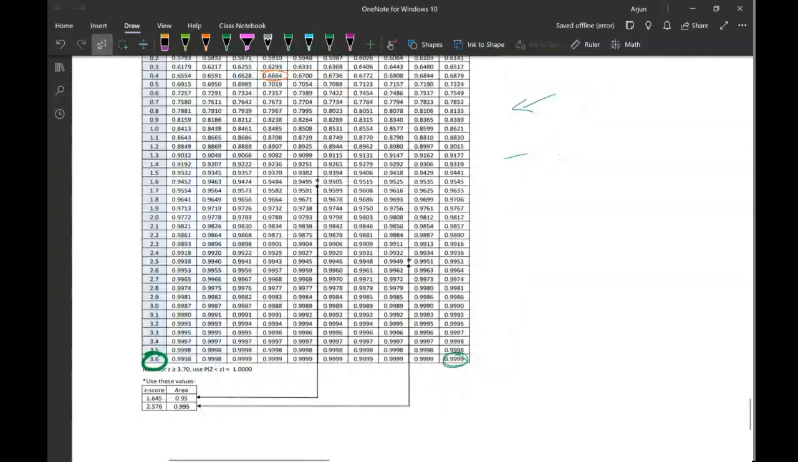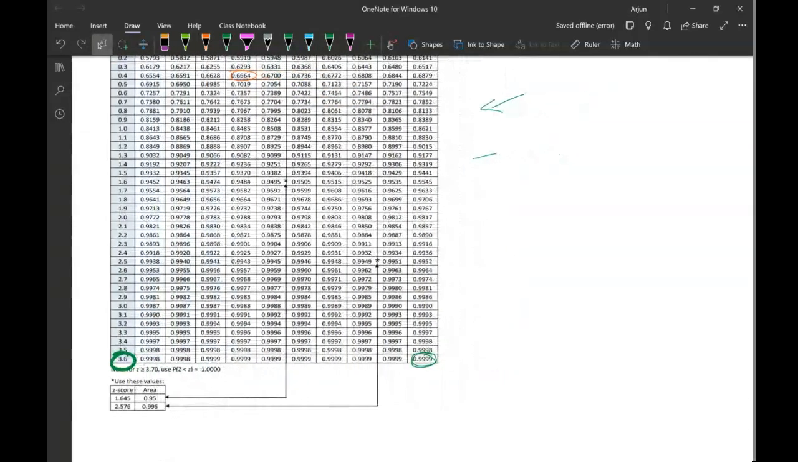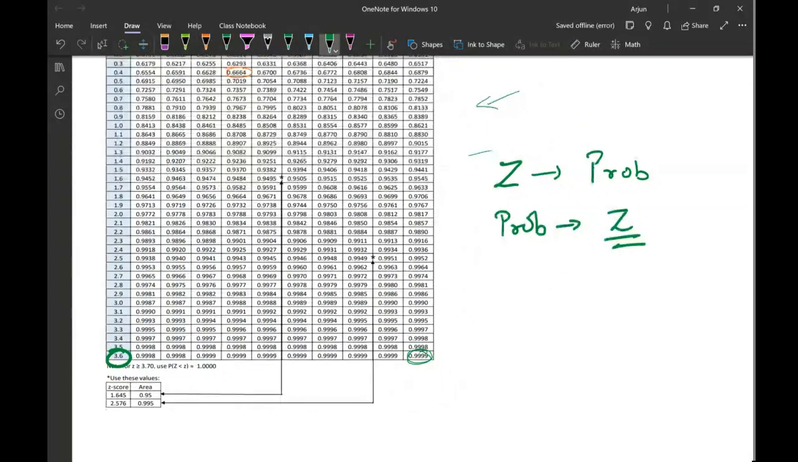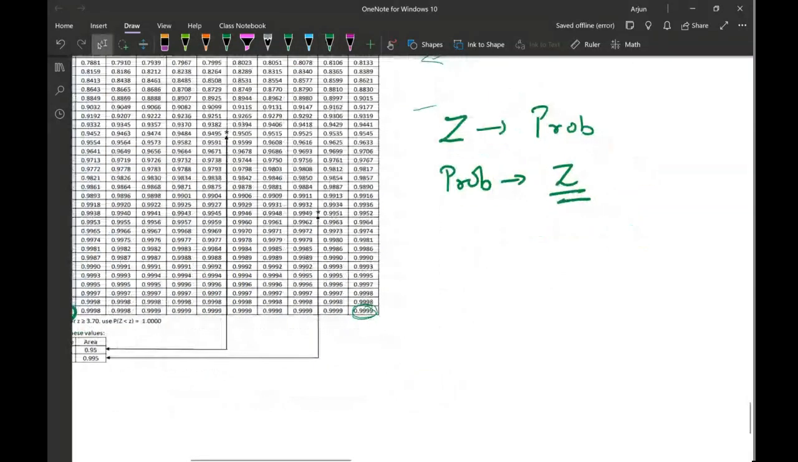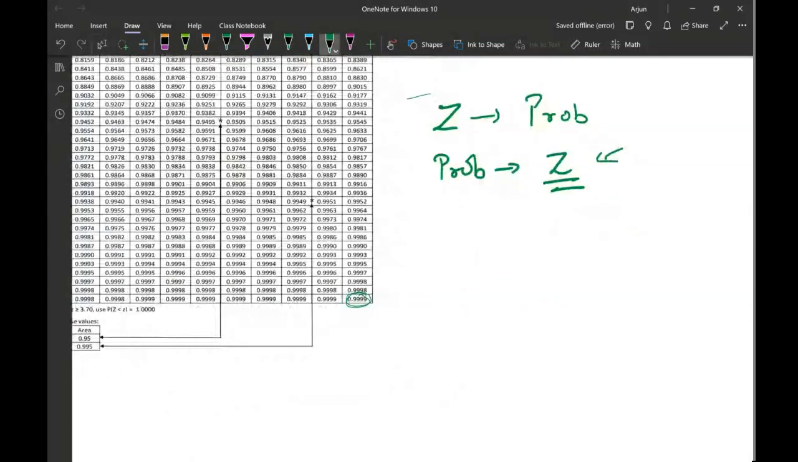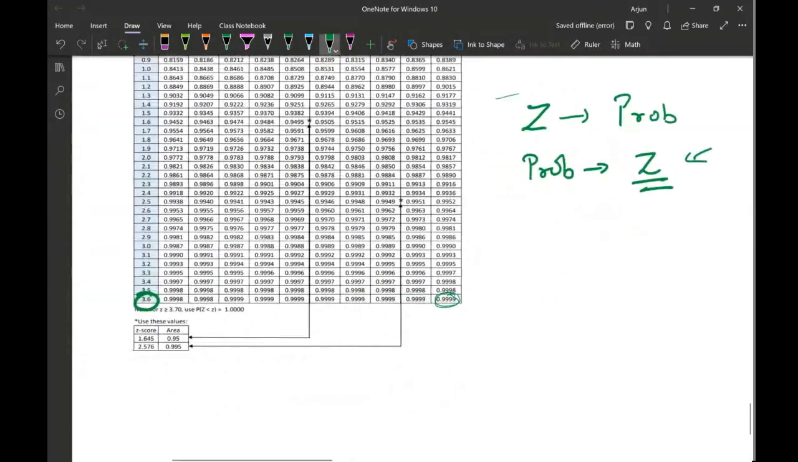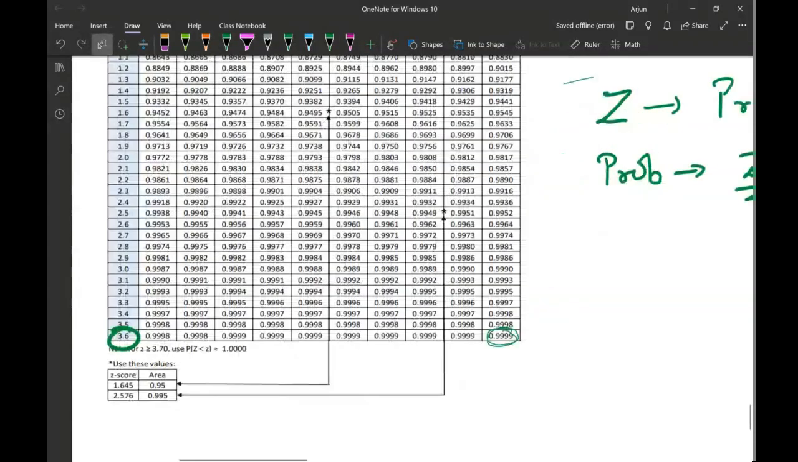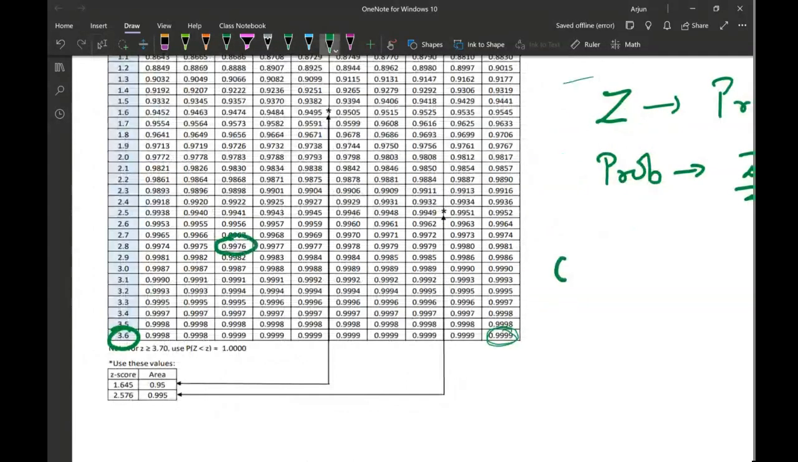Now, sometimes you will be given a z-score value and you have to find the probability value from that, and sometimes you will be given a probability value and you might have to find the z-score corresponding to that. So let's look into how I can find the z-score if the probability value is given. So I'm going to take a random point. Let's say this is the probability value I'm going to use. So the probability given to me is 0.9976.